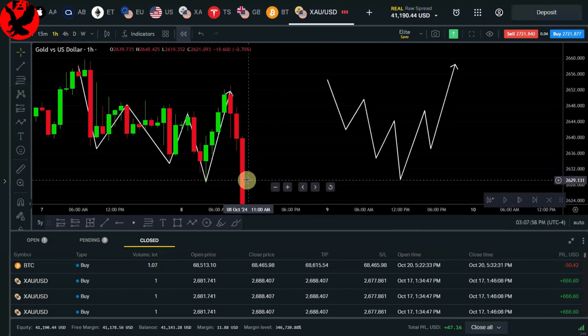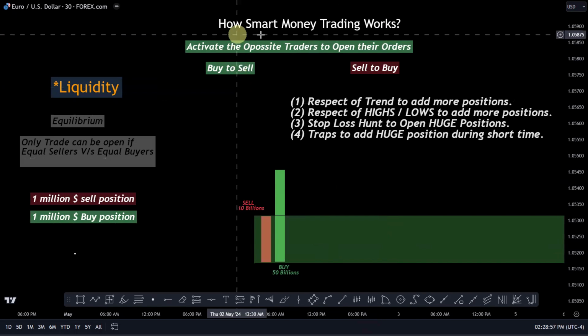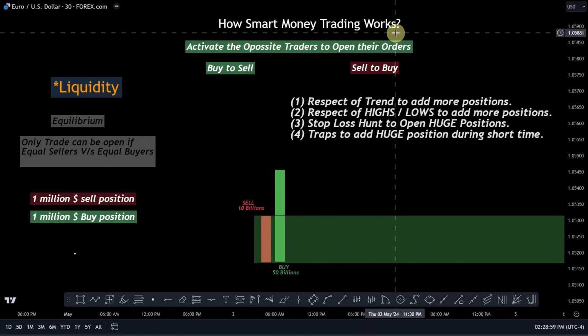So why does this happen? In our video today, we're going to discuss why the price gives us the rabbit trap and how we can basically predict that in the future. Hello everyone. So today our topic is about how smart money trading basically works and what a rabbit trap is.